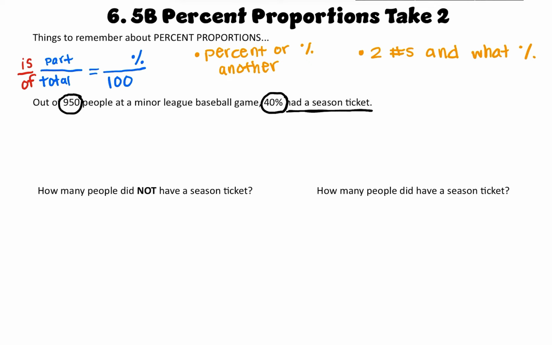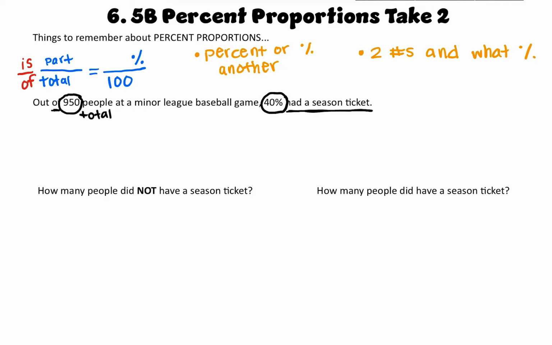So I need to decide, is that my part or my total? So let's reread the sentence. It says out of 950 people at a minor league baseball game. So first it says of, and we just talked about of goes on the bottom. So that's probably our total. And then it also says the people at a minor league baseball game. So that's all of the people. So this is our total. So I am going to label that as my total.